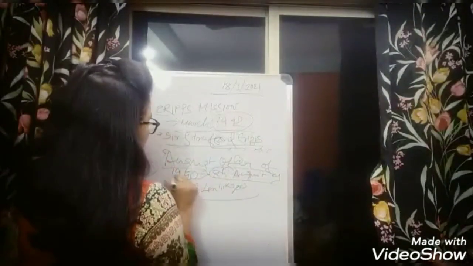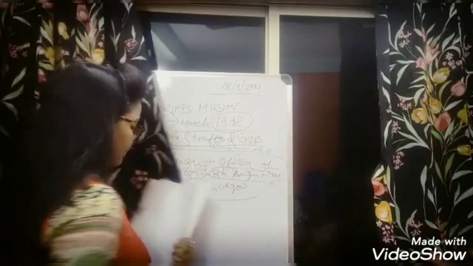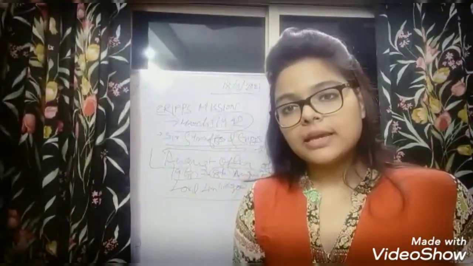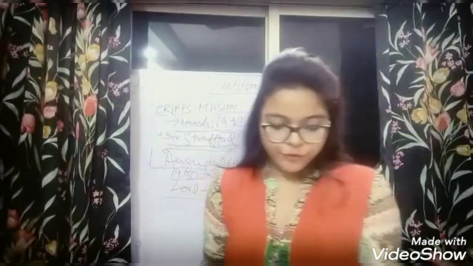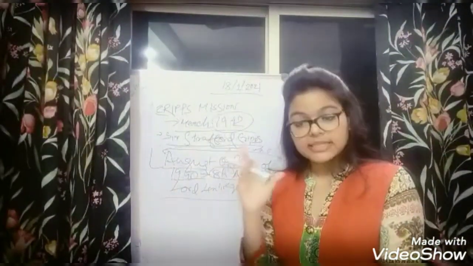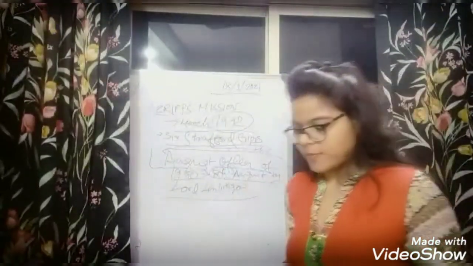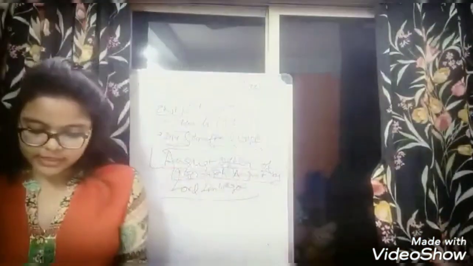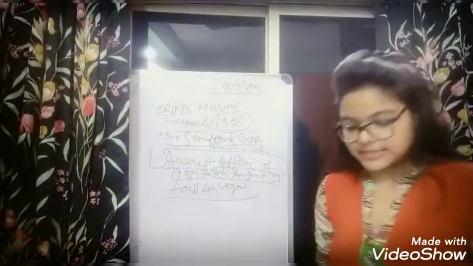Mind it, this offer is termed as August offer, which mentioned some of the basic proposals like setting up of a representative Indian body to frame a constitution for India just after the war. The minorities were assured that the government would not transfer power to any system of government whose authority is directly denied by large and powerful elements in Indian national life.